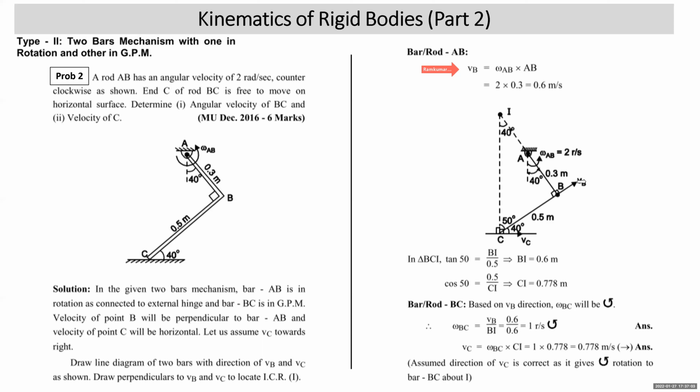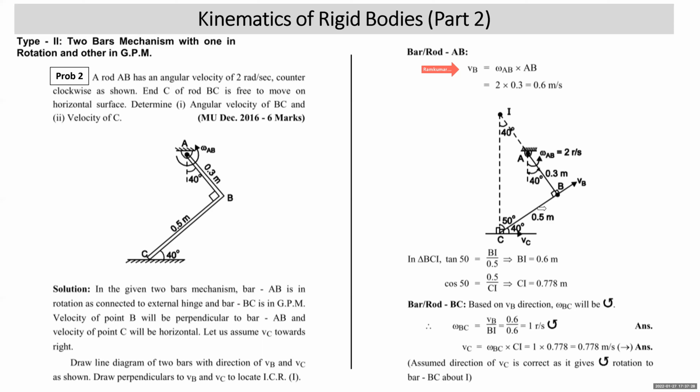Velocity of point B on bar BC is known to you. See, velocity of point B, we marked it based on motion of part AB, but it will work for part BC also. So on part BC, velocity of point B is known. All right. Velocity of point C will be horizontal. You assume it to the right or to the left. We have assumed it, say, to the right.